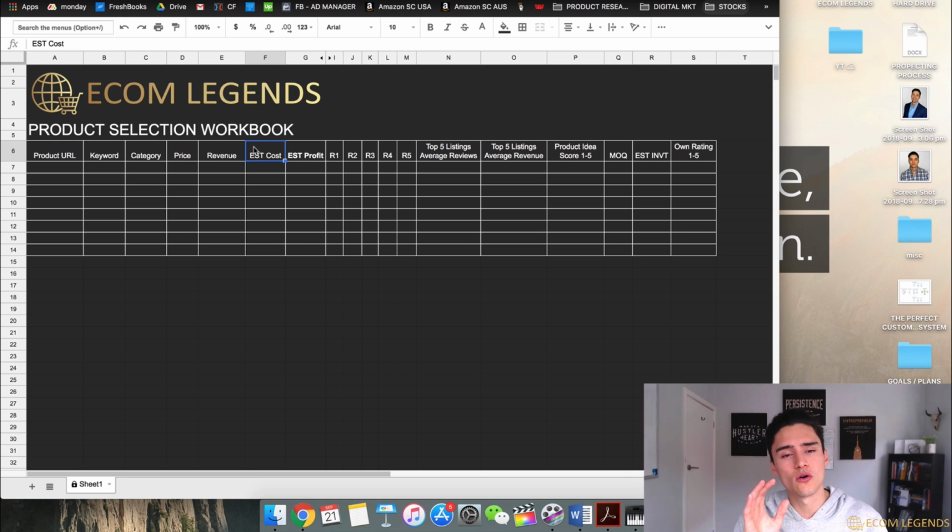Another reason it's only an estimate is because right now we don't know how much we're going to be paying for the shipping costs. In order to know how much the shipping is going to cost us, we need to talk to freight forwarders and to our own supplier as well. So once we know the cost and once we know the price that it's selling for, we're going to be able to know the profit.